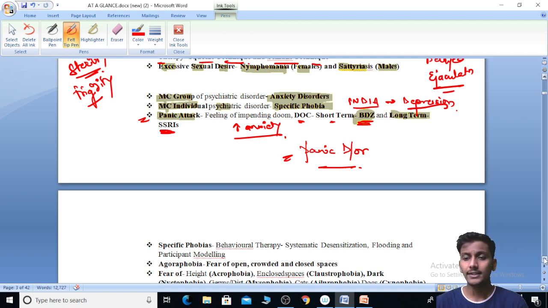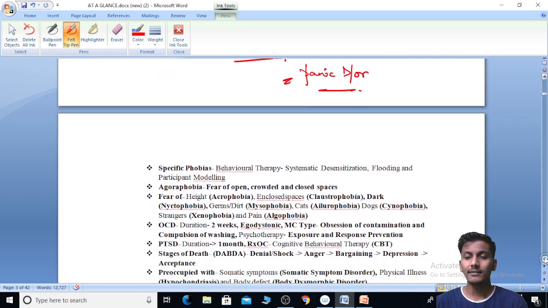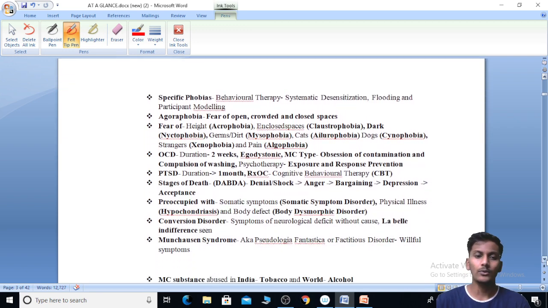Now moving further, guys, to the next one. Most common individual psychiatric disorder that we discussed, and what was that? Yes, that was specific phobia. Specific phobia is usually a strong, persistent and irrational fear of an object or a situation. Kisi cheez se dar lagna aur kisi situation se dar lagna. That is a very strong feeling of fear which is persistent, lasting for a longer duration of time, and it is irrational, without any logic or reason. That is what is characterized as specific phobia.